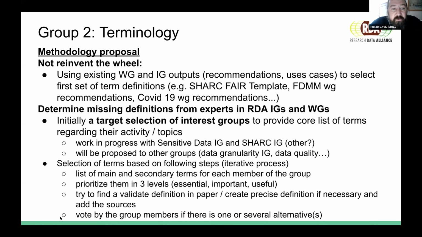And we try to find a valid definition in a paper, in a peer-reviewed paper if possible. And if none exists, we create a precise definition if necessary and add the source. And the last step will be a vote by the group members if there are one or several alternatives for the term.